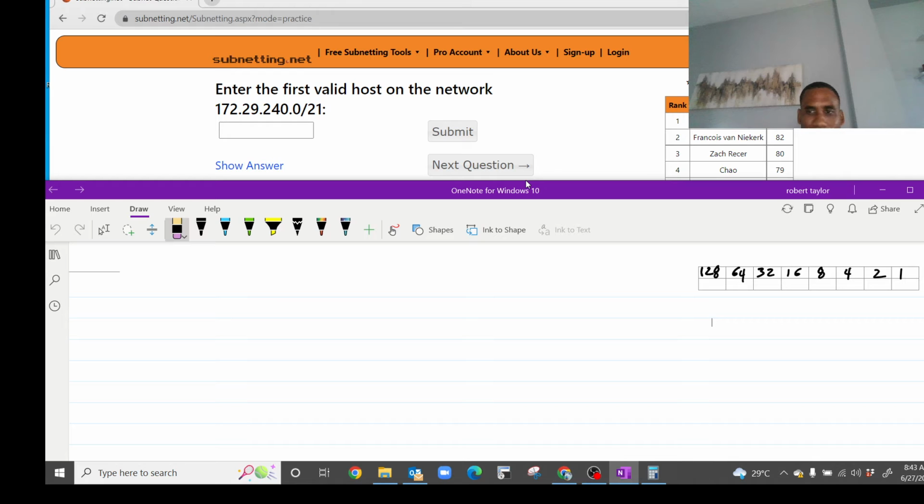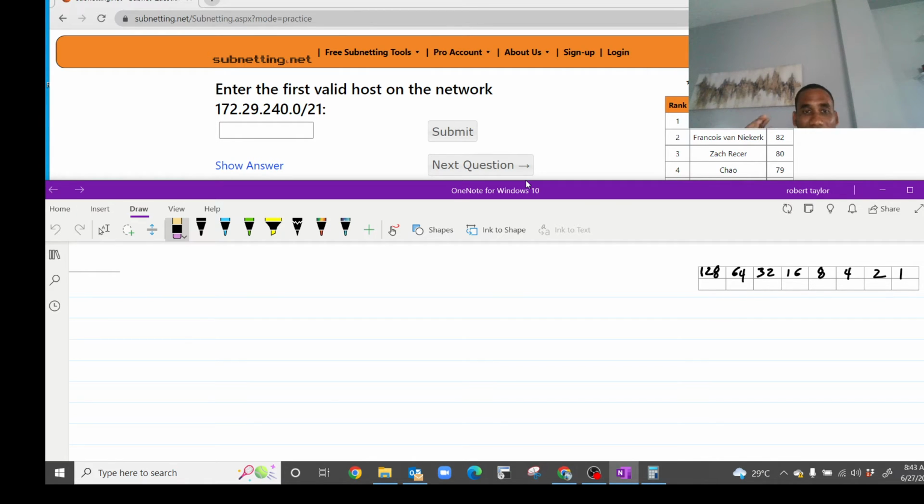All right, this one is juicy. It's short but juicy. Enter the first valid host on the network. The network is 172.29.248.0/21. So we want the first valid host.